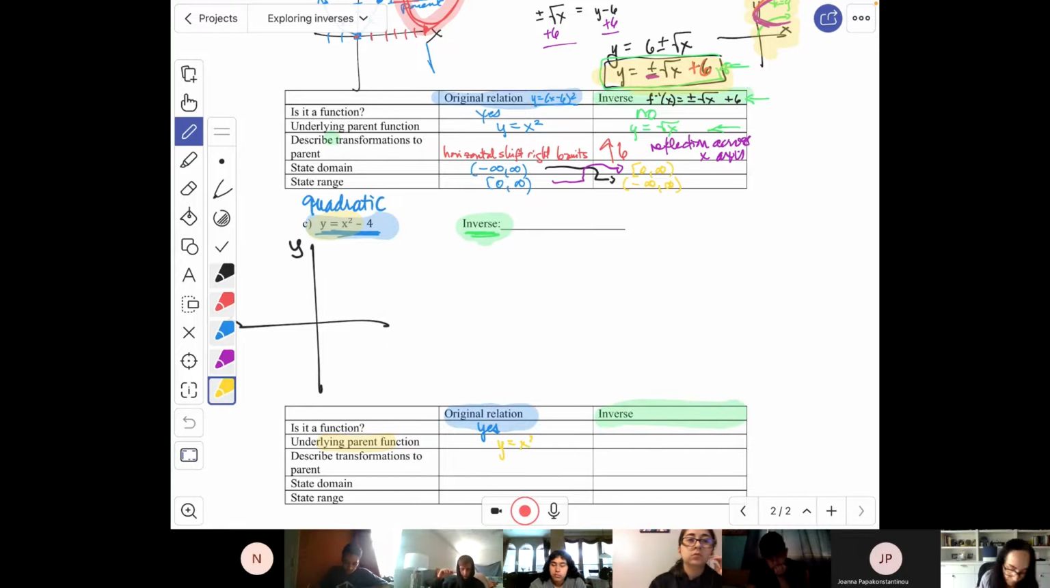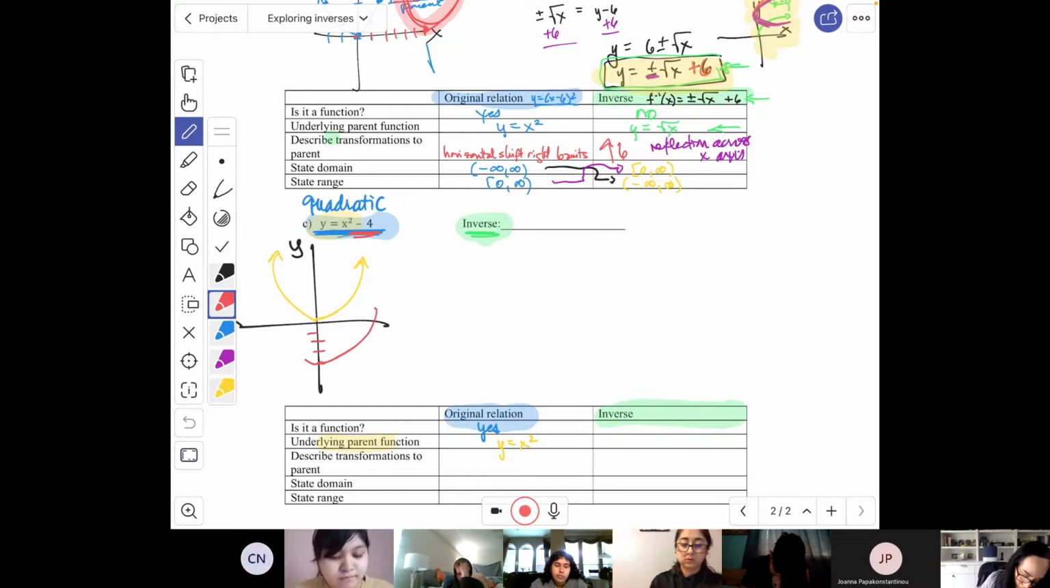Now, if I think about the parent, what am I doing to the parent to get this graph? What transformation is being made? What is this minus 4 doing to the parent? Vertical shift down. It is a vertical shift down 4. So there's our new equation, which is really this graph.